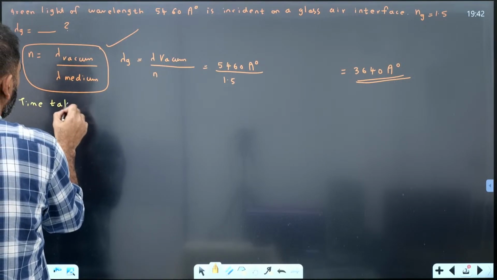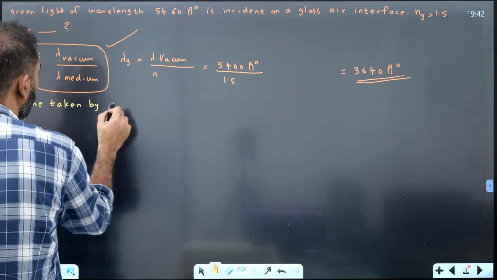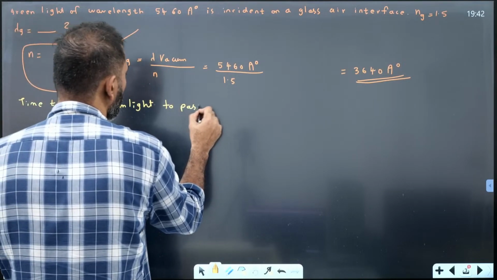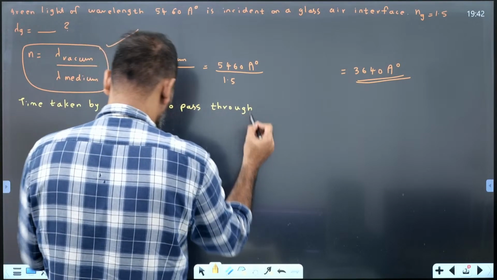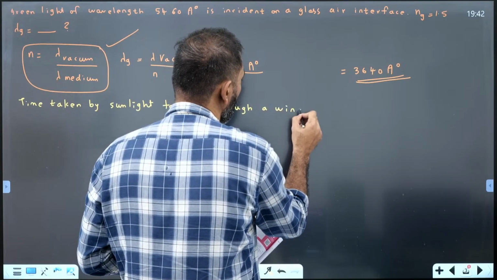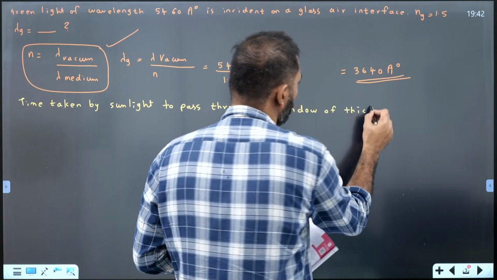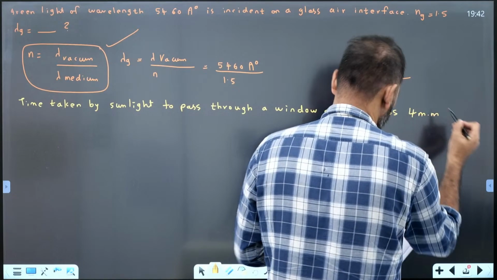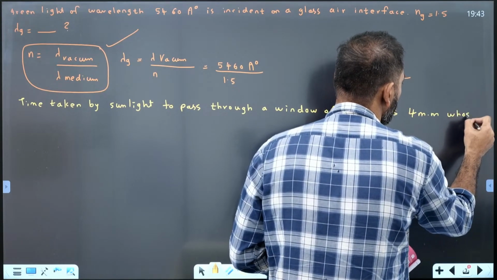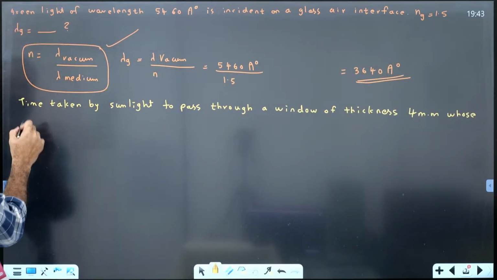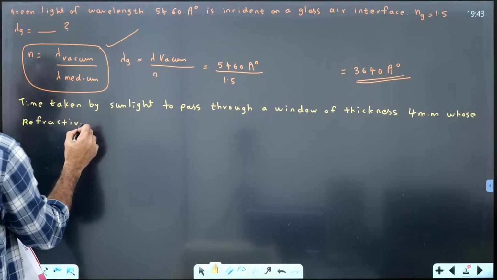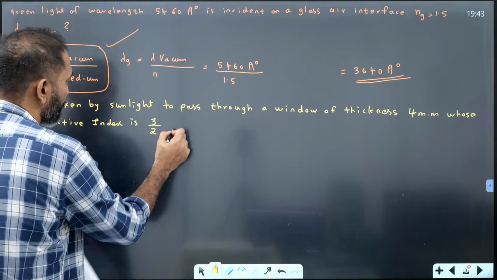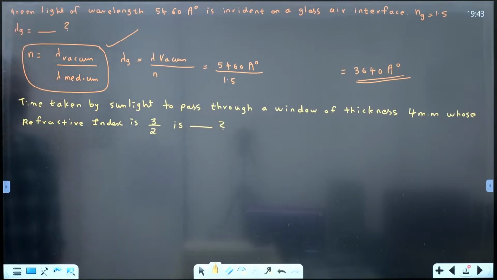Time taken by sunlight to pass through a window of thickness 4 millimeter, whose refractive index is 3/2, is dash. We have to find out the time.